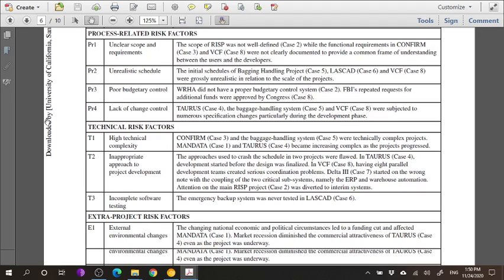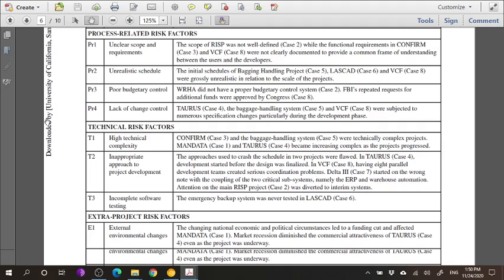And then there is unrealistic schedule. Sometimes hurrying up a project or expecting the designers or developers to create it far earlier than what is actually possible causes problems. So the initial schedules of the baggage handling project in case 5, the LASCAD case 6, and VCF case 8 were absolutely unrealistic in relation to the size of those projects and the kind of complexity of those projects, and the upper management were expecting them to be completed far earlier, which was obviously unrealistic and not possible, which is why that was a risk factor that led to its failure.